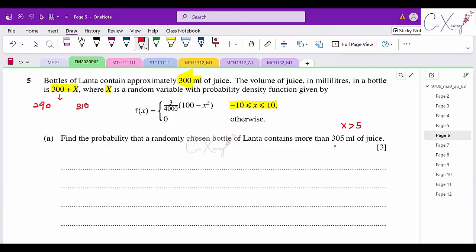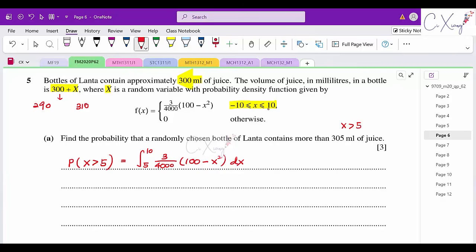So first of all, to calculate the probability, of course, we need to include integration. You have to apply integration here. What's the general formula to get the probability? X greater than 5 means the lower limit for this particular question should be 5. And then the maximum value for x should be 10. Can you see that here? This is 10. And I want to integrate the probability density function. So 3 over 4,000, then 100 minus x squared.